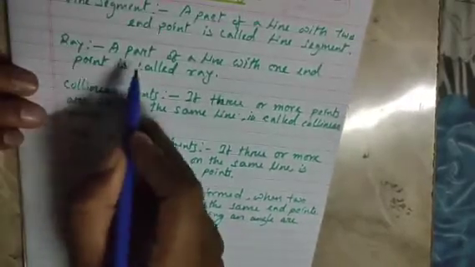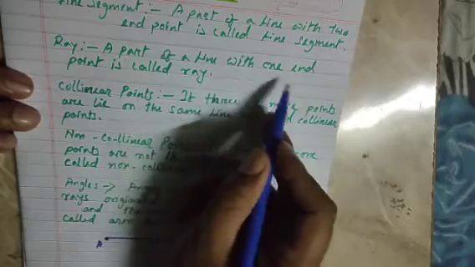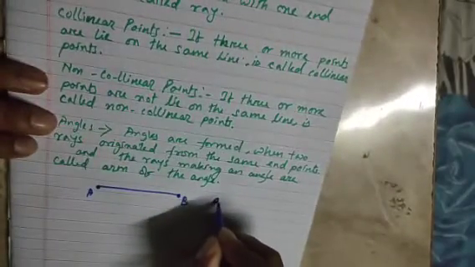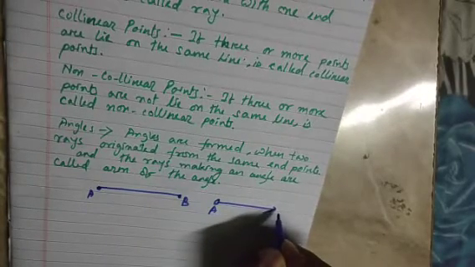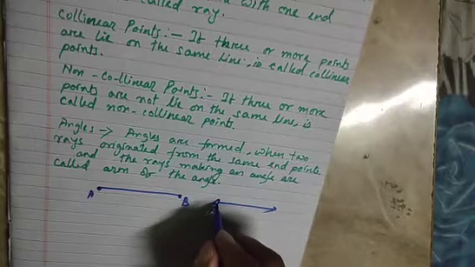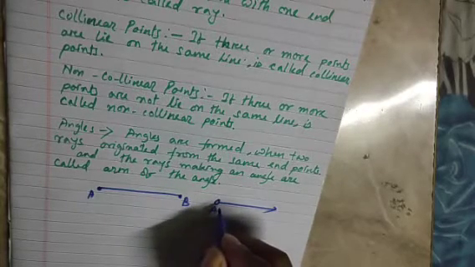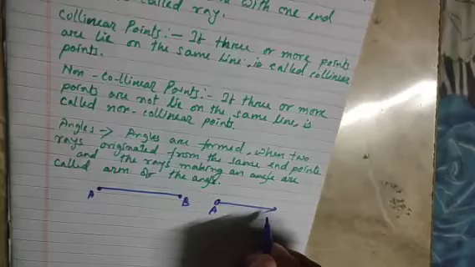Next we have ray. A part of a line with one end point is called a ray. That means suppose this is the end point, A, and it goes up to infinity. So the only endpoint is A, it has one endpoint, and this is known as a ray.